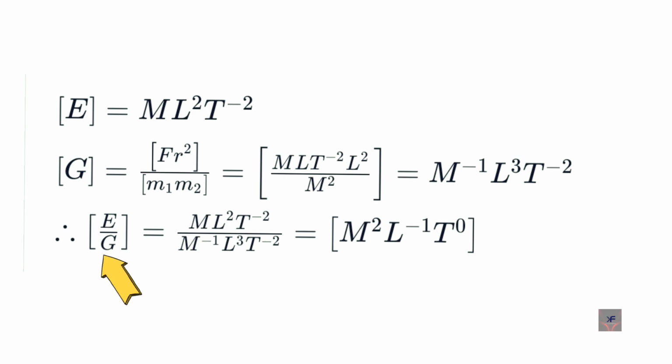Therefore, E divided by G is M to the power of 2 into L to the power minus 1 and T to the power 0. So the answer is A.